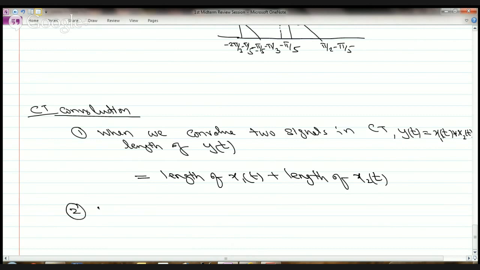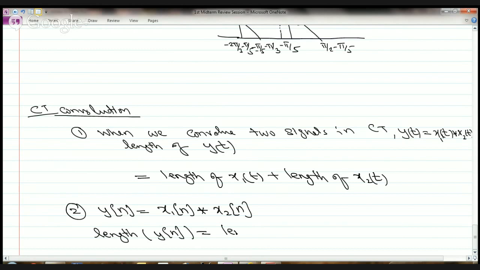Now, in discrete time, if I say y of n is x1 of n convolved with x2 of n, then this was a homework problem. The length of y of n in that case is the length of one sequence plus the length of the other sequence minus 1. Minus 1 is for discrete time. So those are two things.